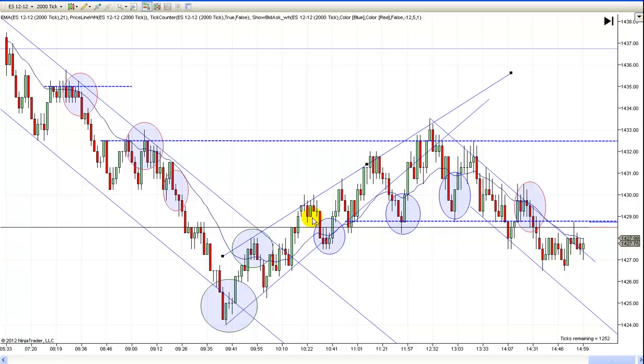So you can see there was a second entry long right here at the low on this pullback, and that was a nice easy trade. And then there was another pullback, and again there was a second entry long there, but I didn't like this one. There's just too much overlap there, and it just wasn't as good a setup as there hadn't been much movement down.